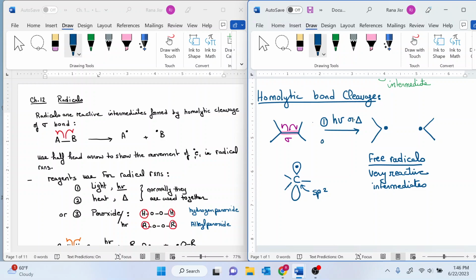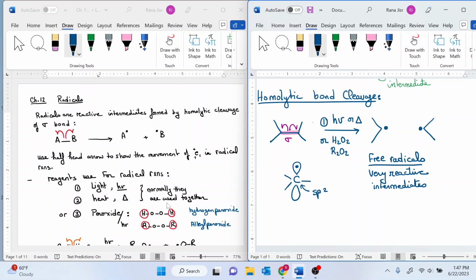Or for another condition, I can use a peroxide. A peroxide can either be a hydrogen peroxide, which is H2O2, or an alkyl peroxide, which is R2O2.